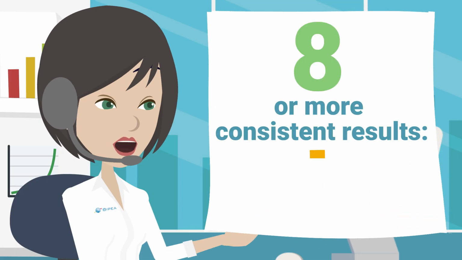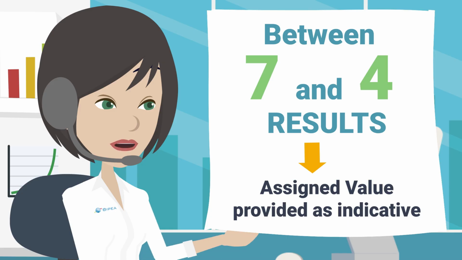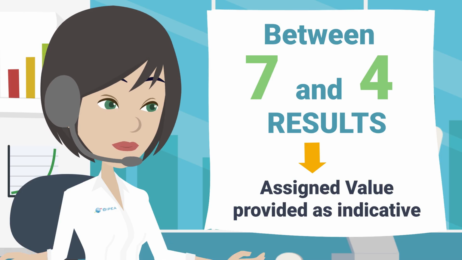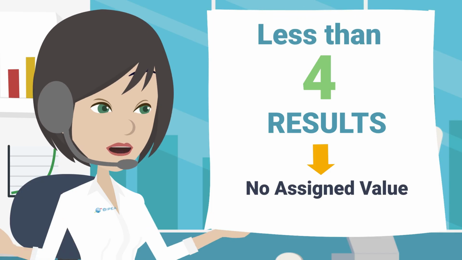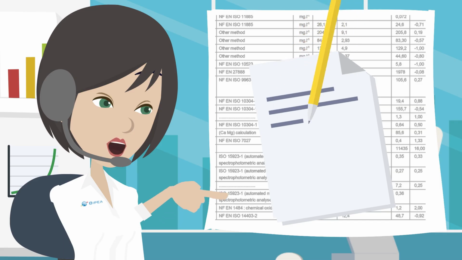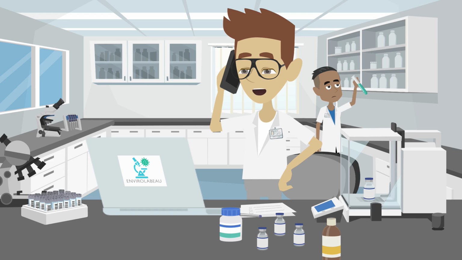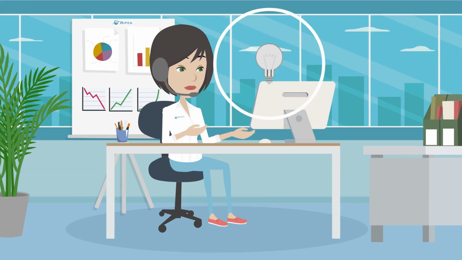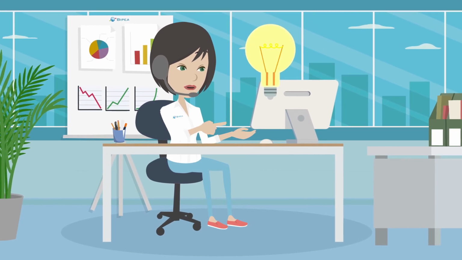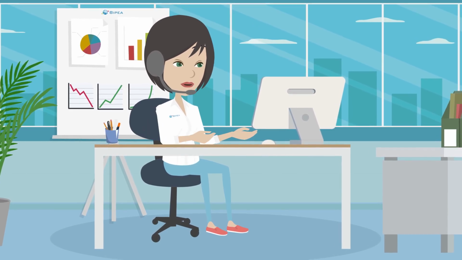Not exactly. Between 8 and 12 results, the assigned value is provided. However, between 7 and 4 results, the assigned value is given only as an indicative value, and below 4 results, the assigned value is not estimated. In these cases, we can include additional information such as remarks or additional figures. I understand better now. Basically, the more participants whose results are consistent, the more robust the assigned value. Absolutely. That's why we take special precautions when the number of results is low. This allows you to better interpret your results and make more informed decisions for your laboratory.